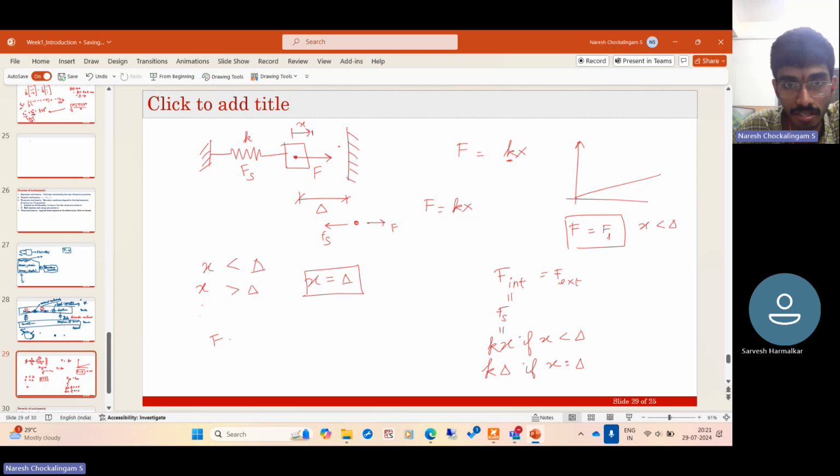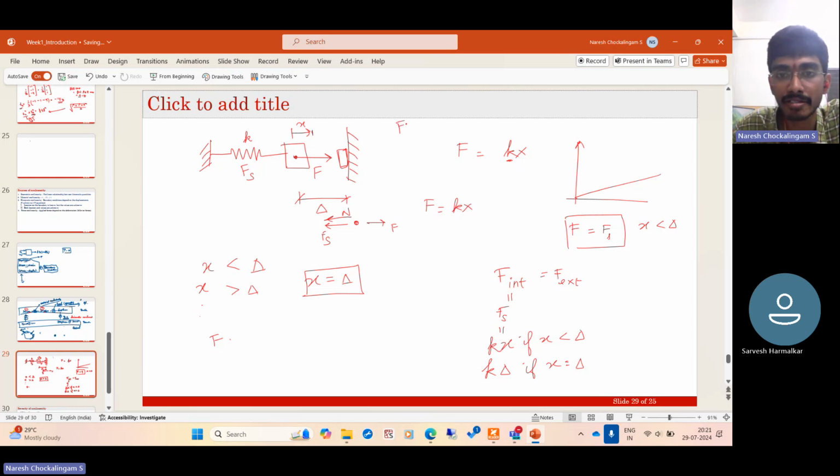Once this touches the wall, you will start getting normal forces from the wall. So we'll have a normal force N. How much is the normal force? It could be anything, could be very high.